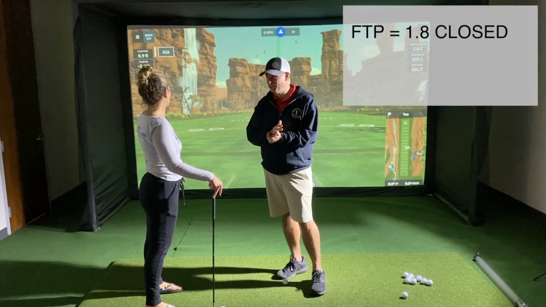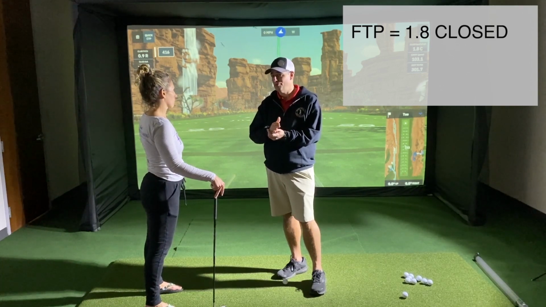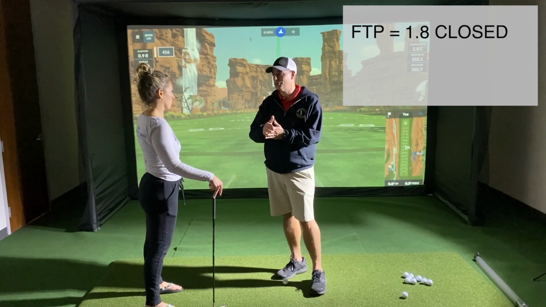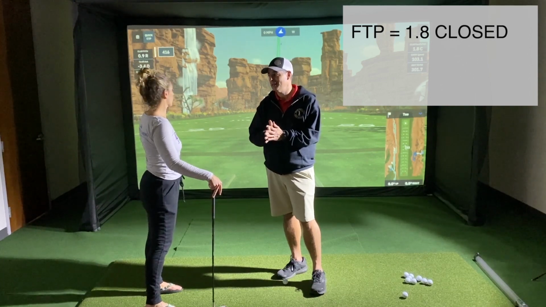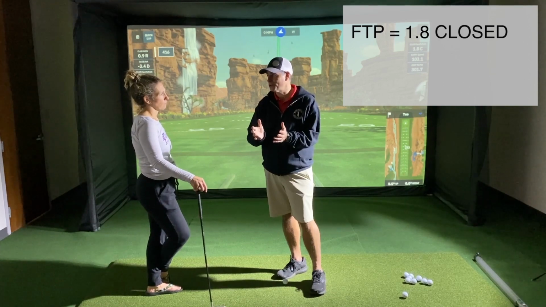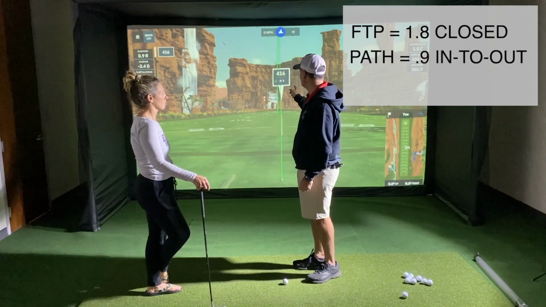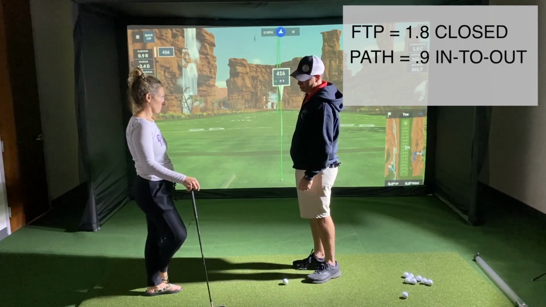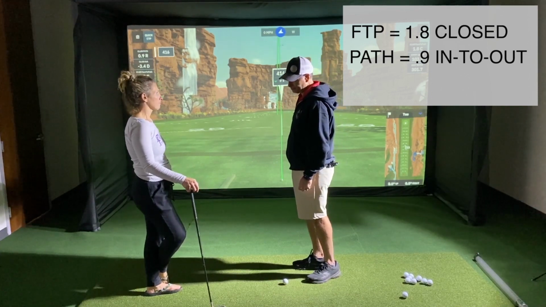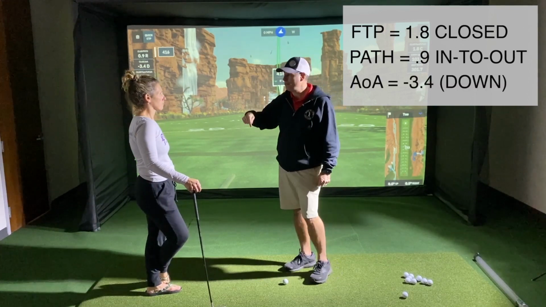Generally, pretty good golfers, their club face is not way open and not way closed. You know, better players, they tend to be really low numbers. So like 1 degree, 2 degrees are pretty low numbers, okay? Your path itself was 0.9 degrees to the right of the target, okay? Your angle of attack was 3.4 degrees down.